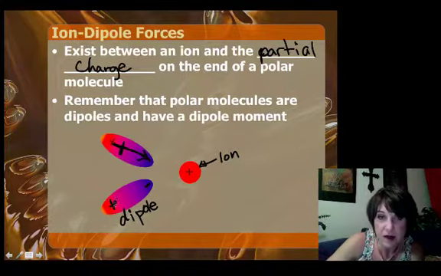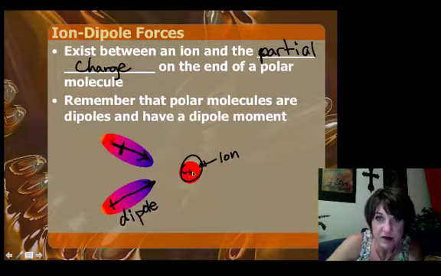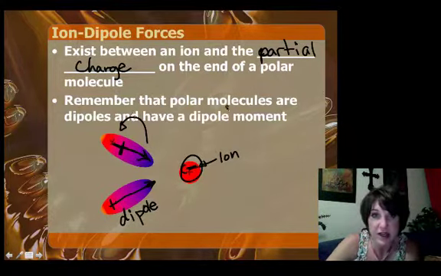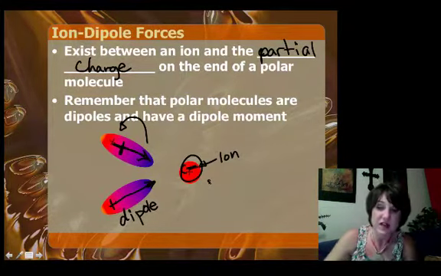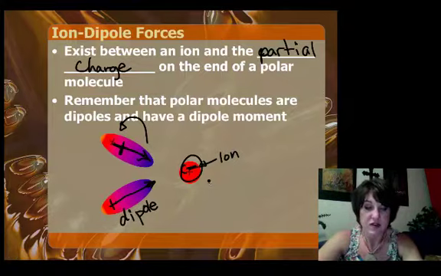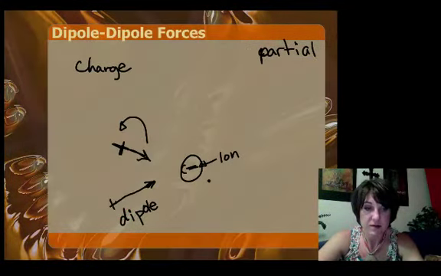Notice I've lined them up with the negative side pointing towards the positive ion. Suppose that I put a negative ion here instead. What if I change this sign? Well, then these guys would have to flip around, right? And line up the positive end of the dipole towards the negative ion, because that's the way electrostatic forces work. Like charges repel and opposite charges attract.